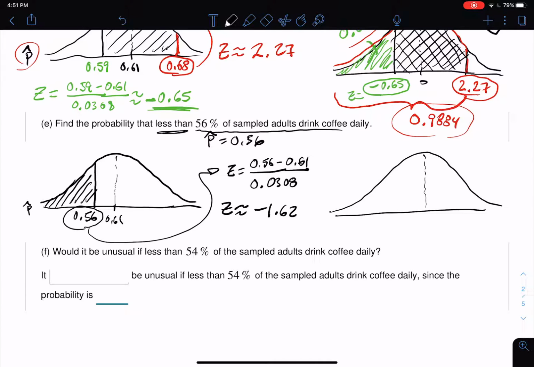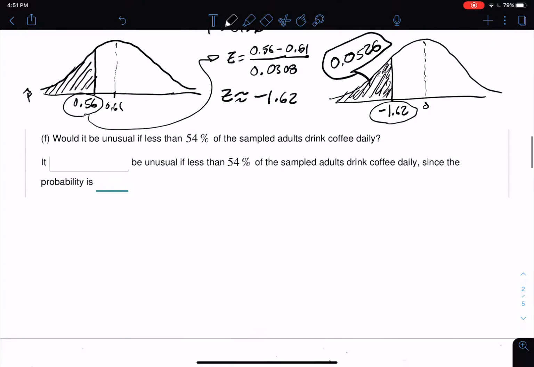This is now a standard normal, 0. This is a z-score of negative 1.62, and I want the area to the left because it said less than that sample proportion. And so when I look that up, I go to my z table, I look up a negative 1.62, and I get 0.0526. And that's the answer.